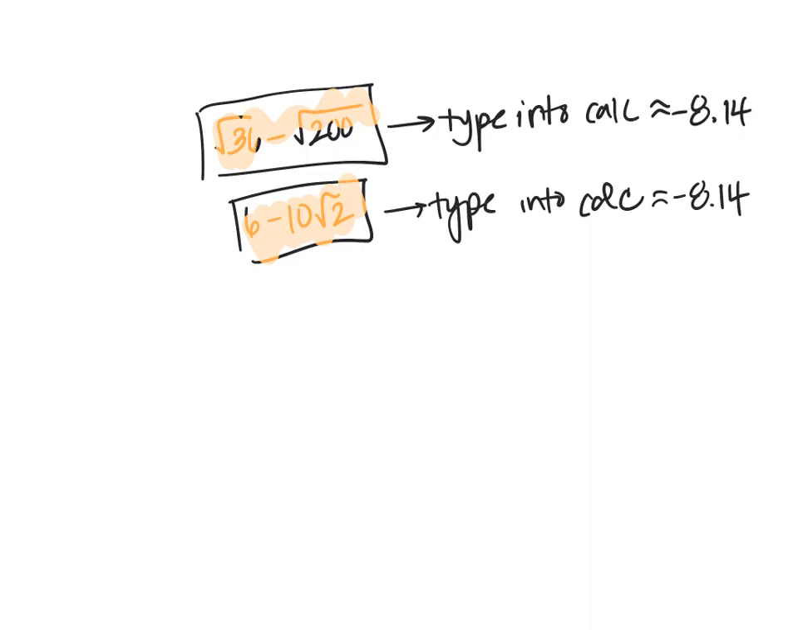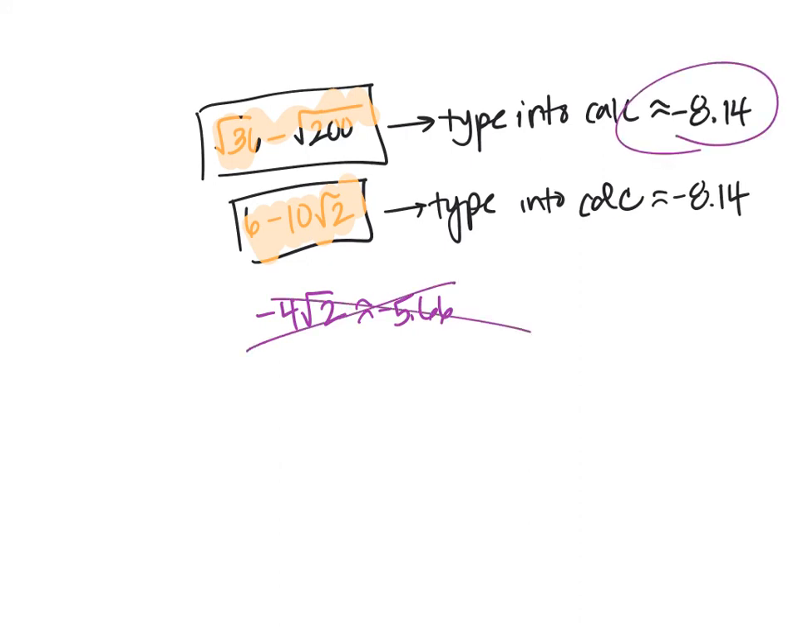So for example, if you did this and you went one step further and you thought it would simplify to negative 4 root 2, when I type that into my calculator, I get negative 5.66, which we know does not match that, so that would tell me that I did it wrong. So that's the main idea.